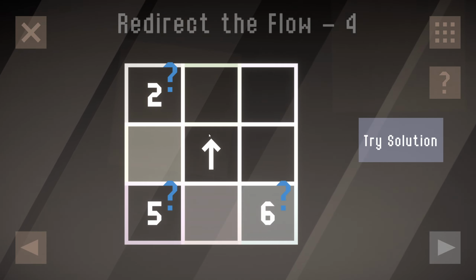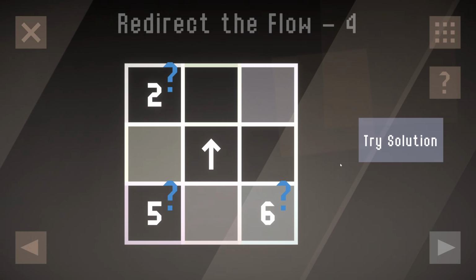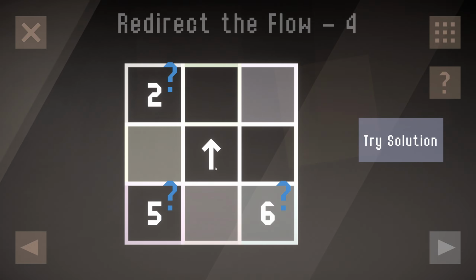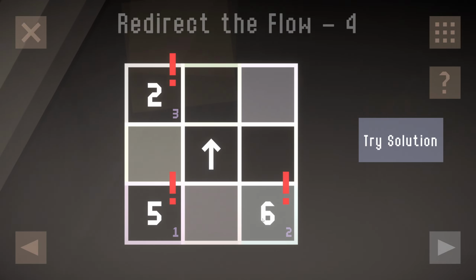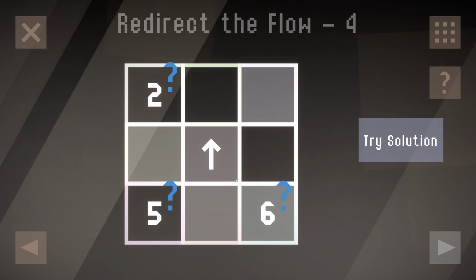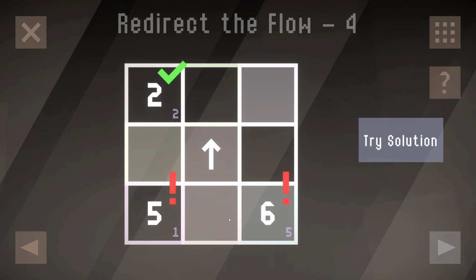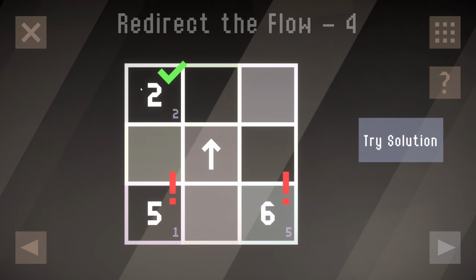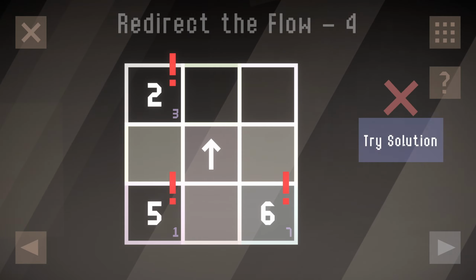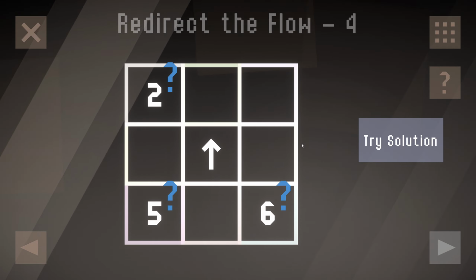One, two, 3, 4, 5, 6, 7. I think the 6... No, the 6 can't be right because it doesn't match this. So this is a 2. It is. So this is now a 6. 5. 1, 2, 3, 4, 5. Okay. That's now 7. I'm starting to get it.